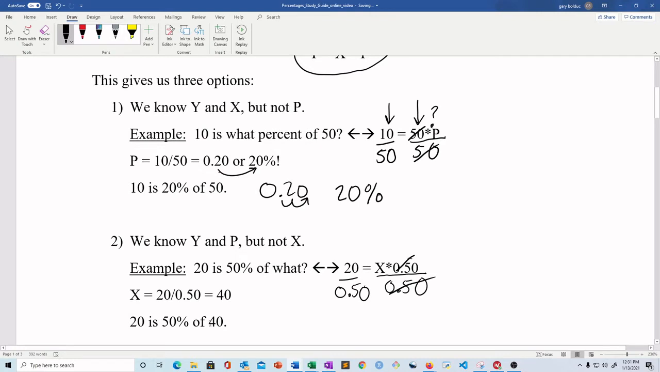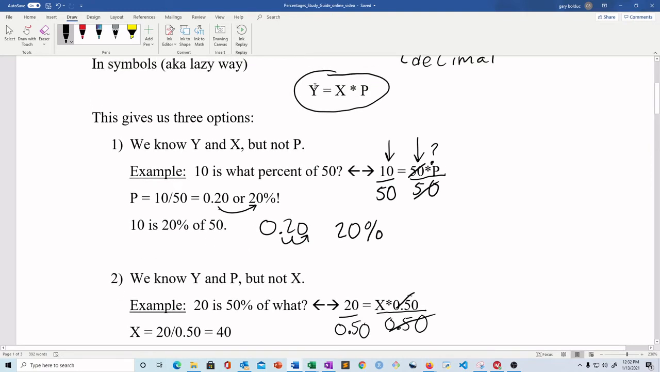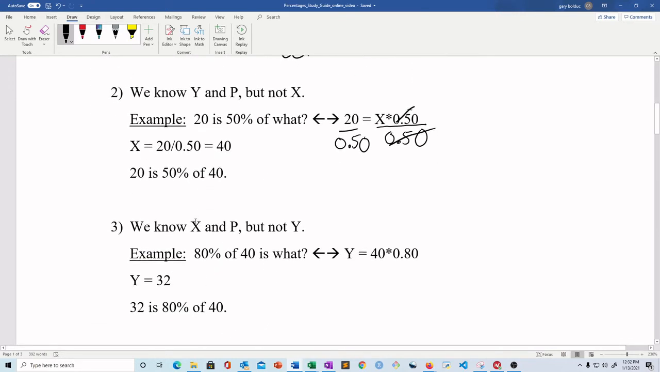20 is 50% of 40. Think about that for a second. 20 is half of 40. Oh yeah, that works. We've got it. All right, so form number 2. I know my new number and my percent. I don't know my old. Form number 3, the only one that's left. I know my start. I know my percent. I don't know the new number.